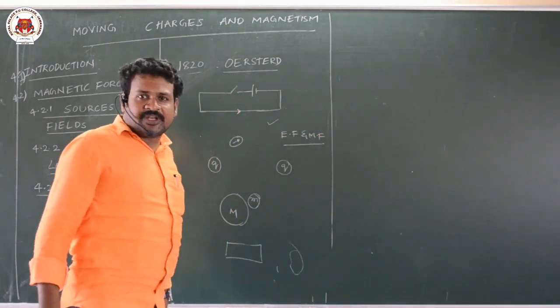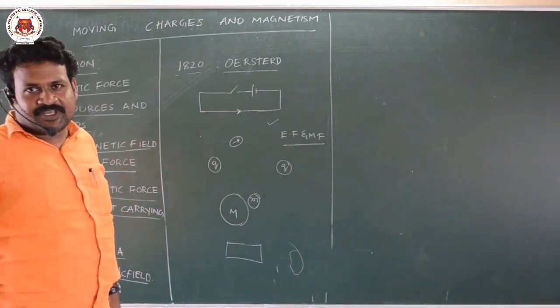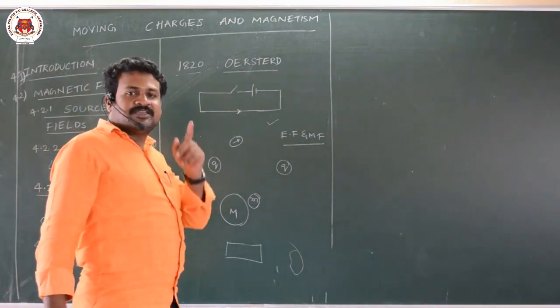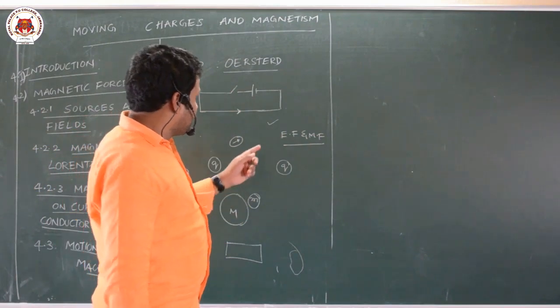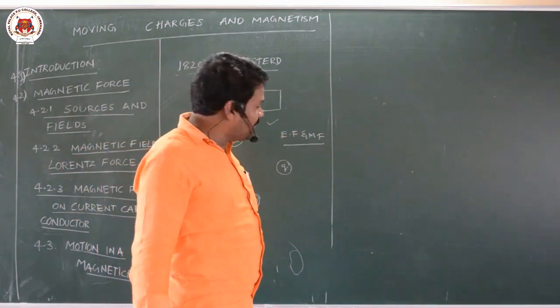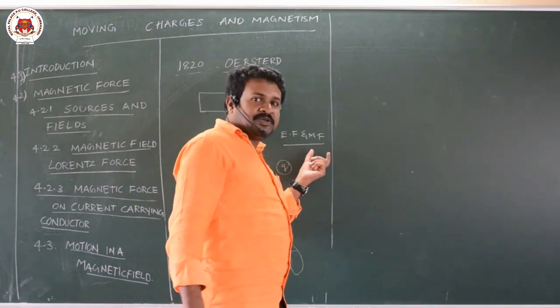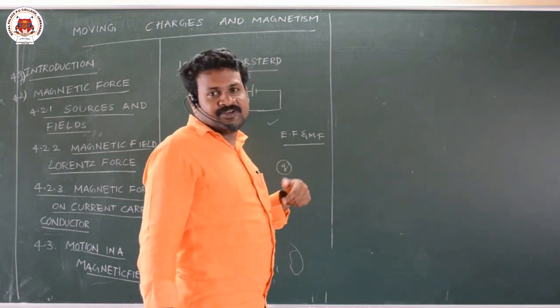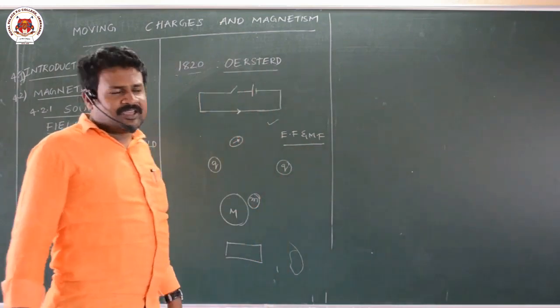Time variation of electric field produces magnetic field. A current carrying wire acts like a magnet. Time variation of magnetic field will produce electric field. That we will see in electromagnetic induction.